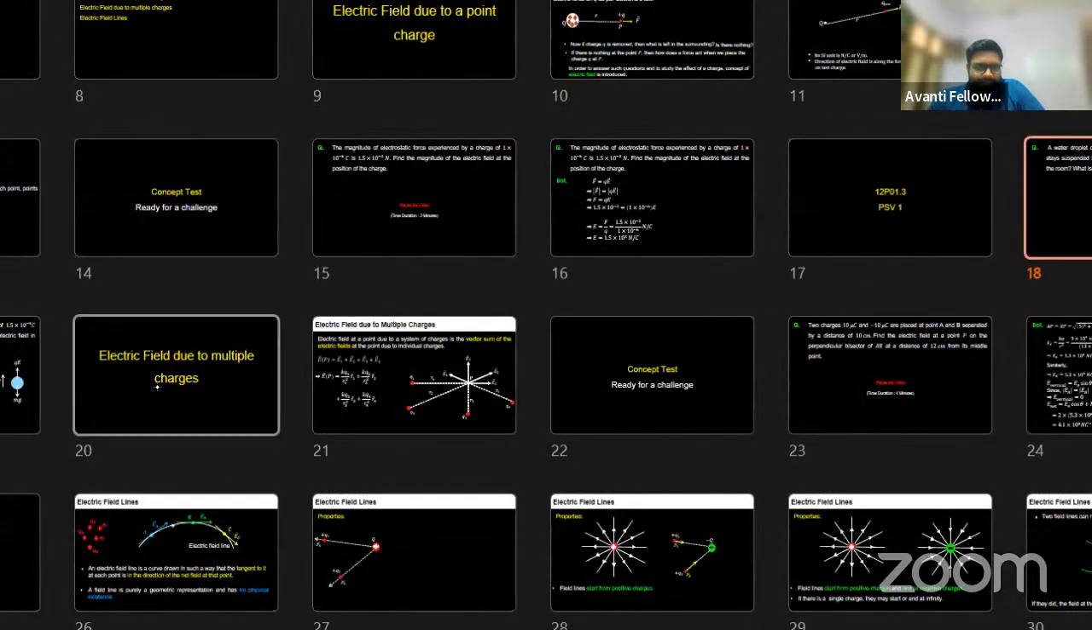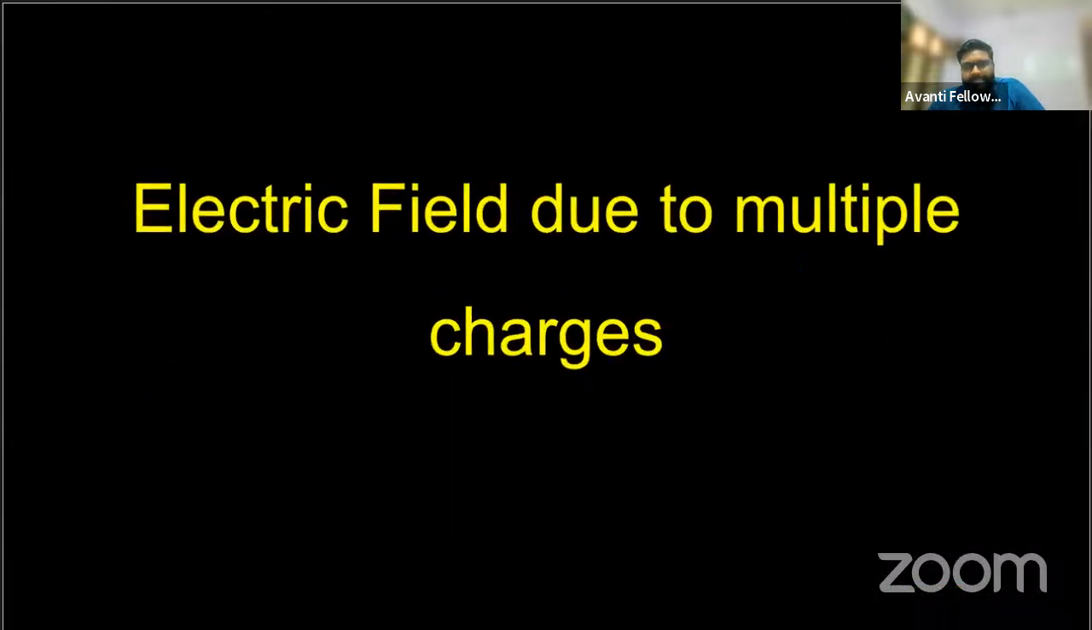Now, electric field due to multiple charges. If anyone has any kind of doubt in the previous question, you can ask right away. Now the same that we did for Coulomb charge, the force due to multiple charges, the same we are going to do for the electric field.